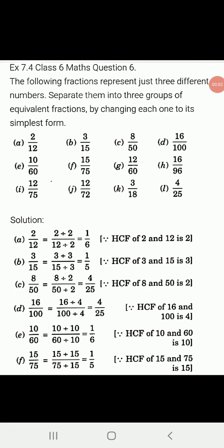Now we shall start with exercise 7.4 question number 6. The following fractions represent just three different numbers. Separate them into three groups of equivalent fractions by changing each one to its simplest form.